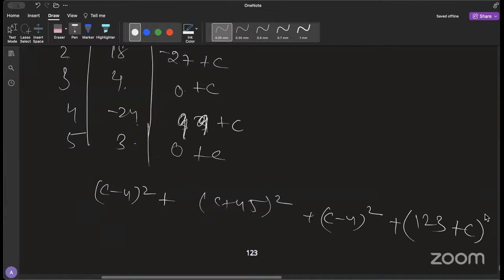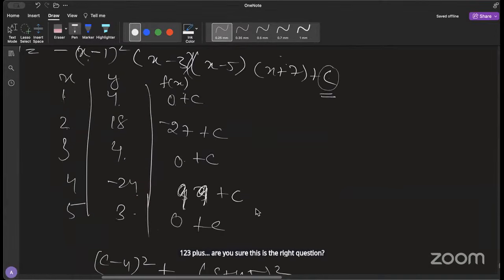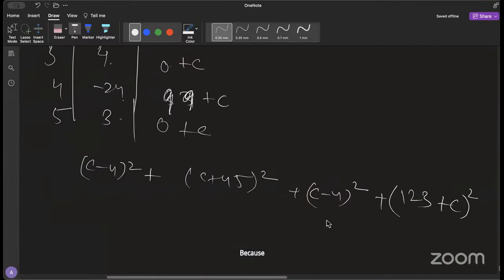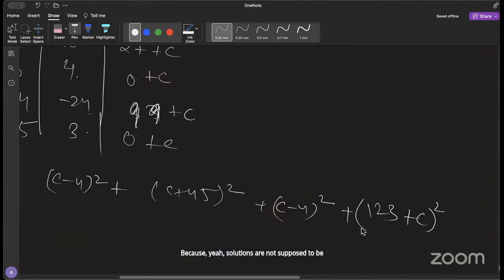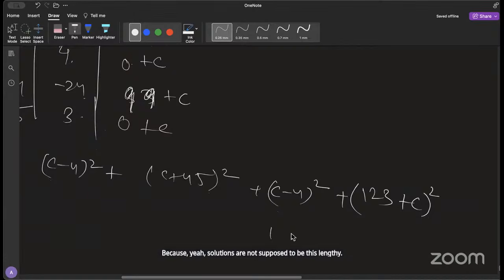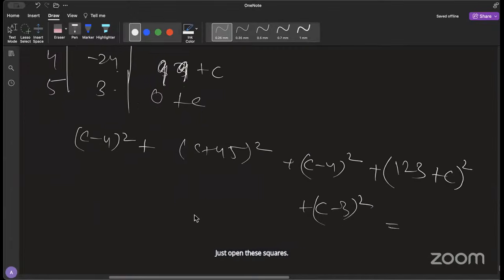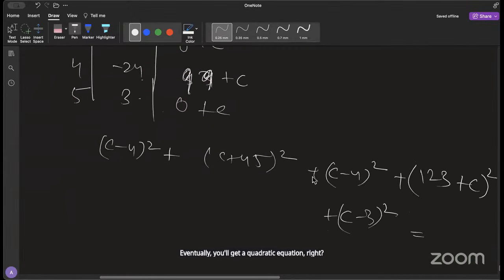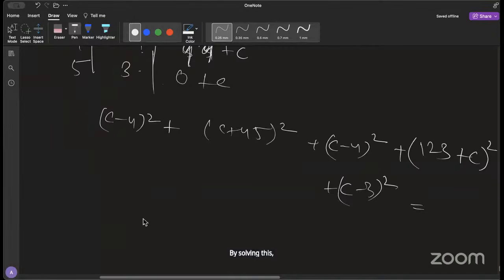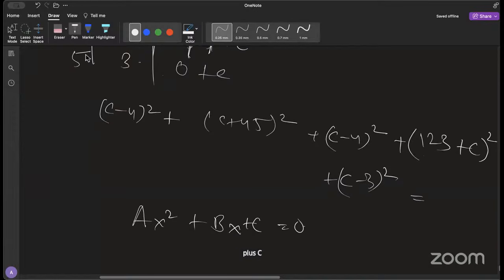Are you sure this is the right question? Because your solutions are not supposed to be this lengthy. (C minus 3) whole square. Now what you have to do is just open these squares. Eventually you will get a quadratic equation, right? By solving this, you will get a quadratic equation. Let's call it ax square plus bx plus c equals to 0. This is the quadratic equation that you get.